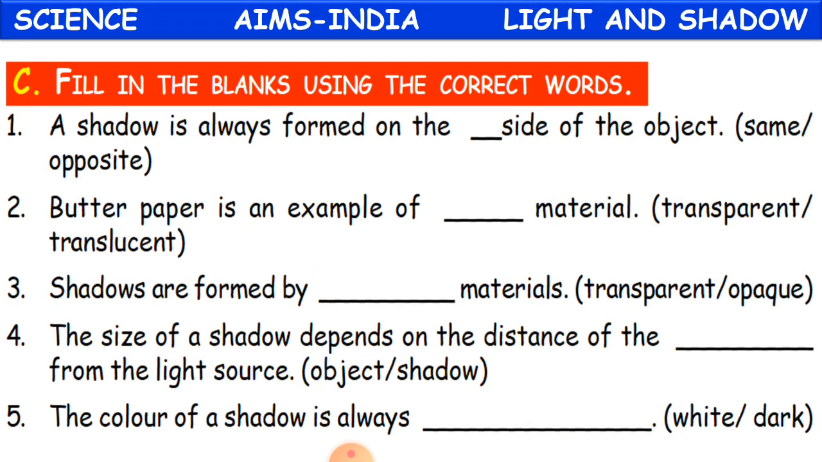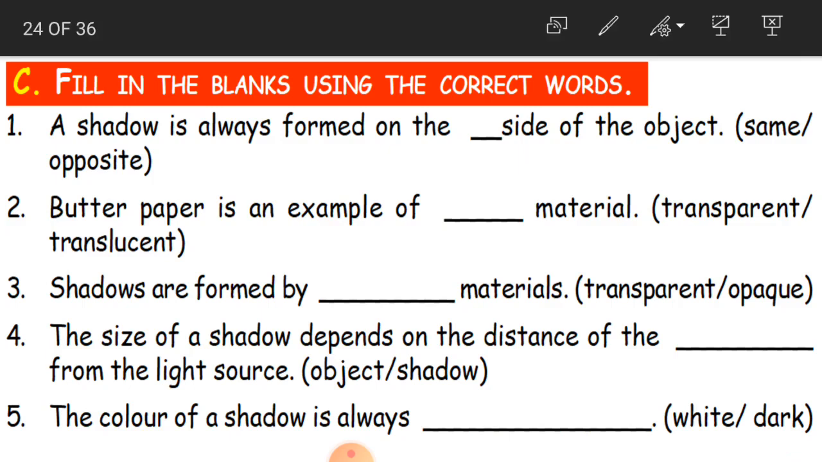Now see the exercise, that is fill in the blanks using the correct words. A shadow is always formed on the dash side of the object. First blank, on which side are we going to get the shadow? On the opposite side of the object. Okay. Second one, butter paper is an example of dash material. Is it transparent or translucent? It is translucent because it allows only partial light to pass.